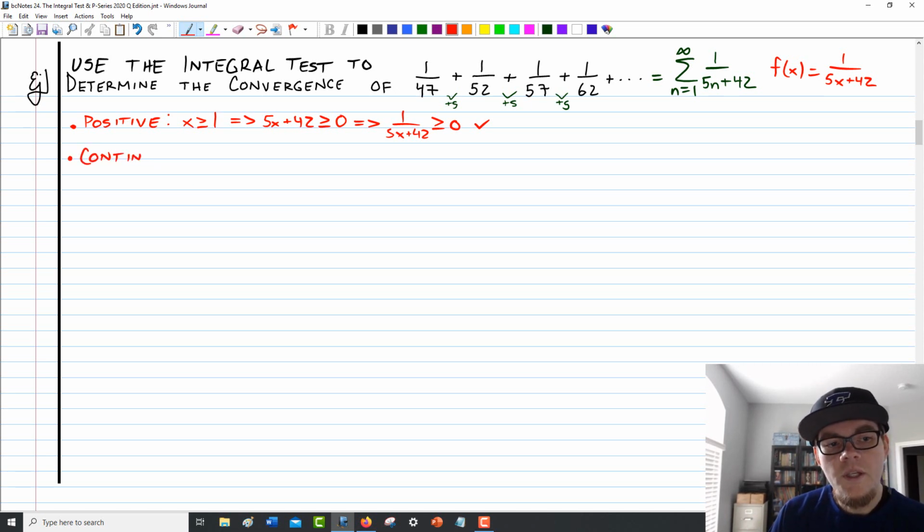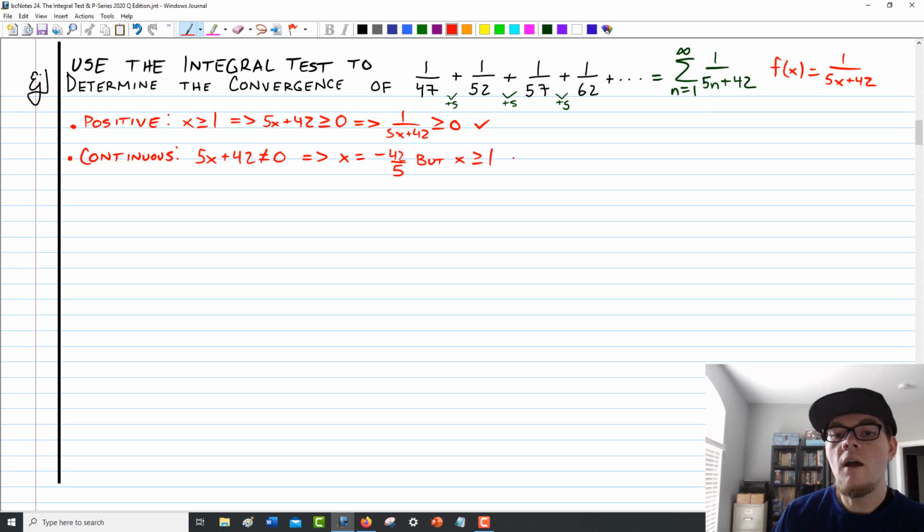Second, for continuity, do we have a continuous function for the parts that we need? Basically, the only time we wouldn't be continuous would be if 5x plus 42 equals 0, and that's going to happen only at x equals negative 42 over 5. But we've already established here that x is greater than or equal to 1, so we are indeed continuous. We don't have to worry about that other piece.